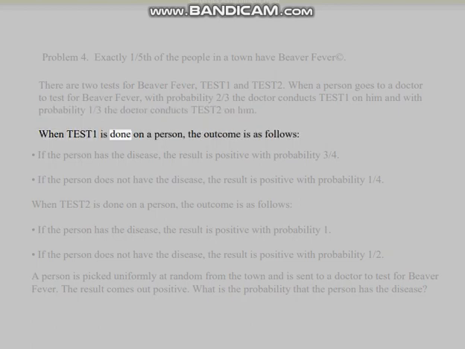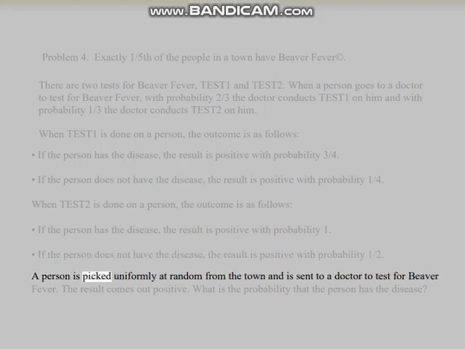When test 1 is done on a person, the outcome is as follows. If the person has the disease, the result is positive with probability 3/4. If the person does not have the disease, the result is positive with probability 1/4. When test 2 is done on a person, the outcome is as follows. If the person has the disease, the result is positive with probability 1. If the person does not have the disease, the result is positive with probability 1/2.